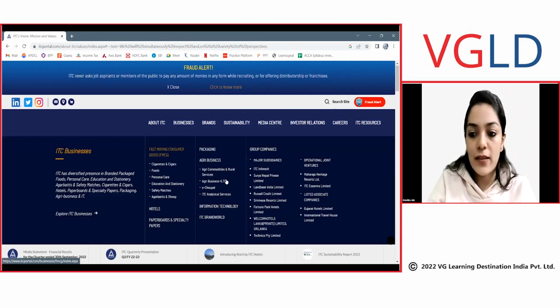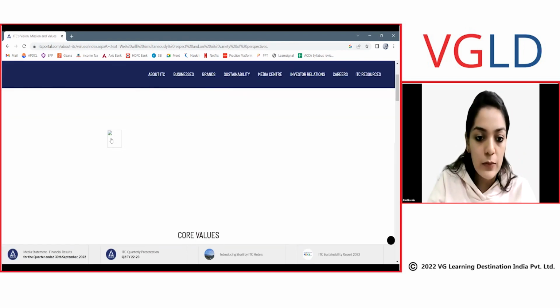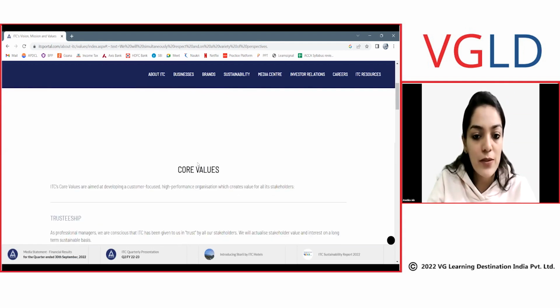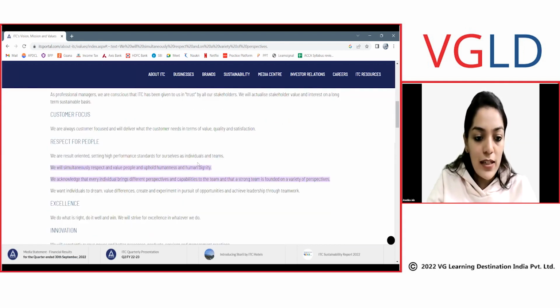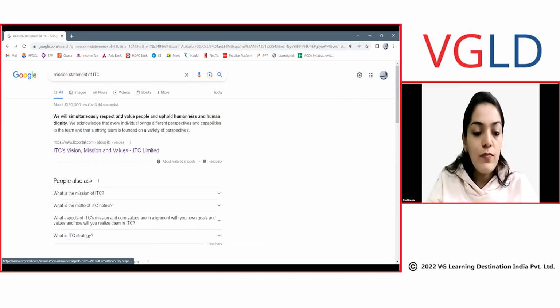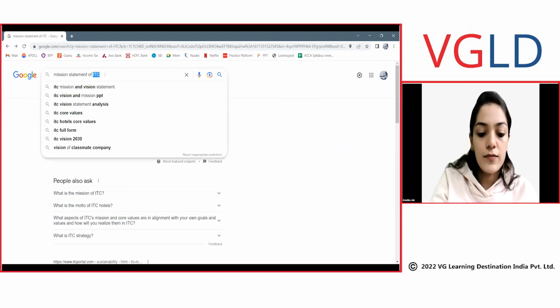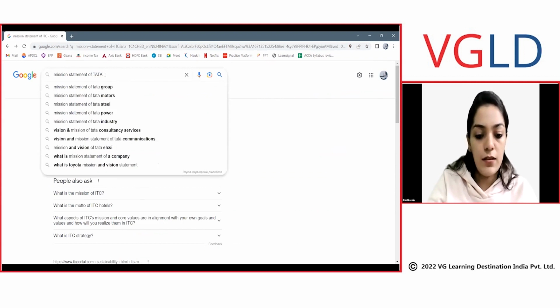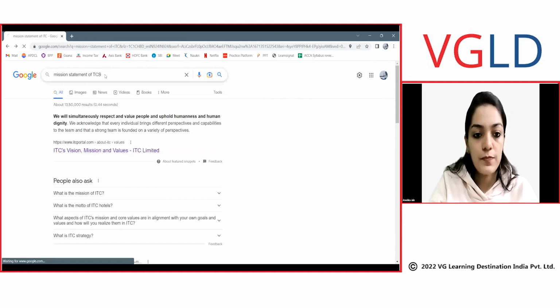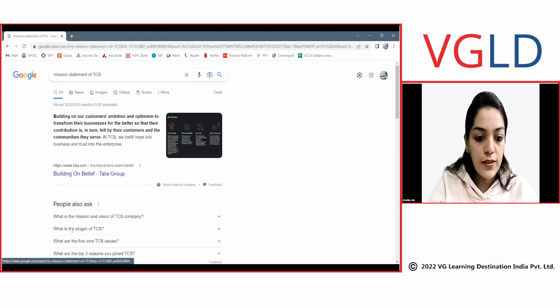Let's see it for any other company. I think there is some problem on the website. They're not displaying it. It's an image embedded on the website, but it's not opening. The values are showing. Which company do you want to look at? Tata Steel. TCS, let's watch. See.